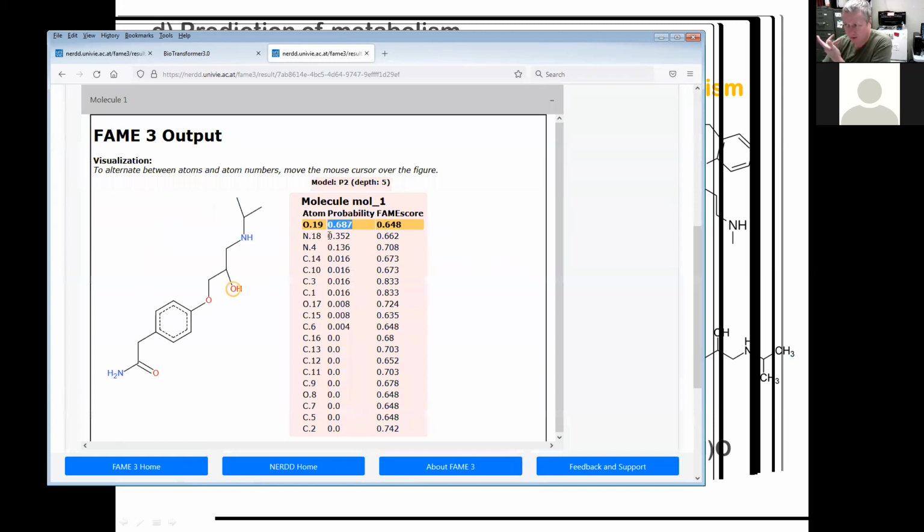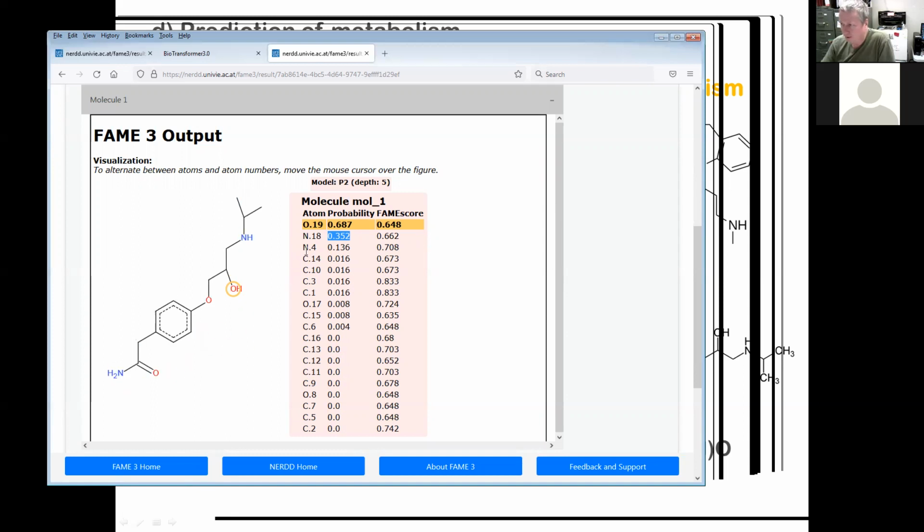And high probability of the oxygen 19, the alcohol, makes sense. N18, what's that one? N18, it's actually saying the primary amide is a pretty reasonably metabolized position. I mean, it is nucleophilic. The NH2 there is nucleophilic there on 18.